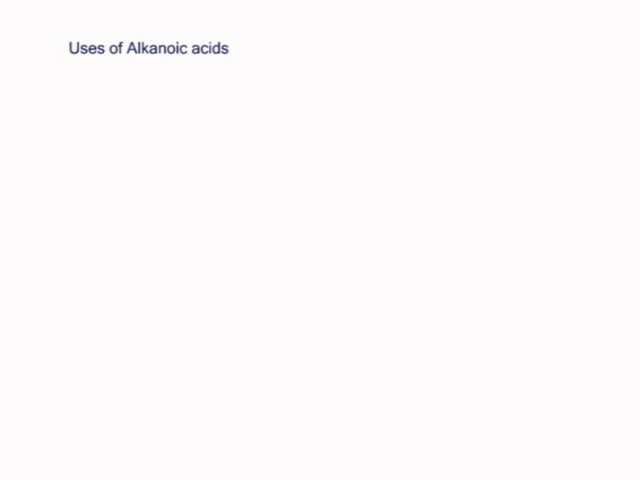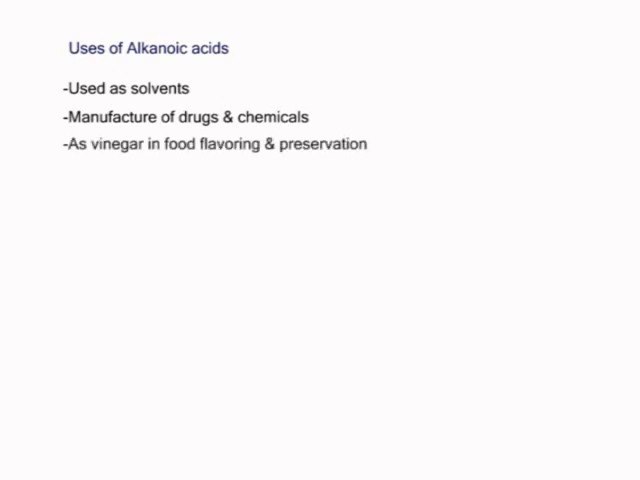What are the uses of alkanoic acids? Alkanoic acids are used as solvents just like alkanols. They are used in the manufacture of drugs and chemicals, as vinegar in flavoring and preservation of food, and also in the manufacture of synthetic fibers such as terylene and dacron.